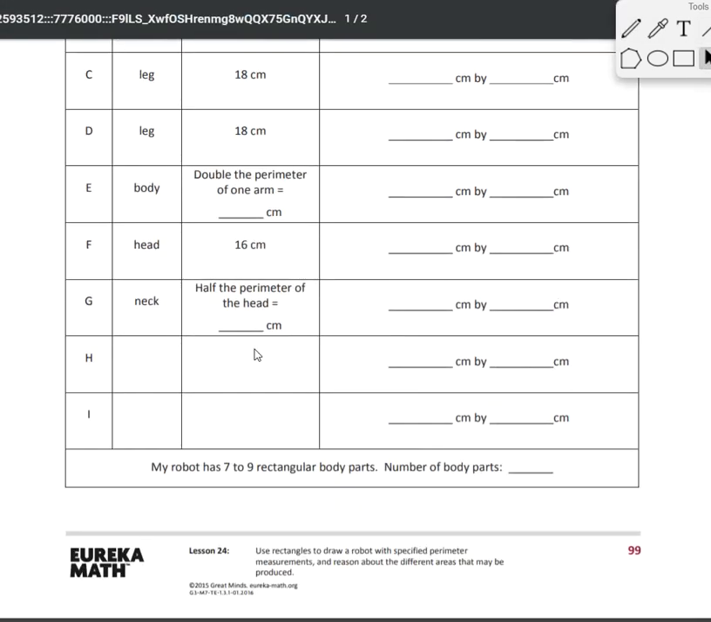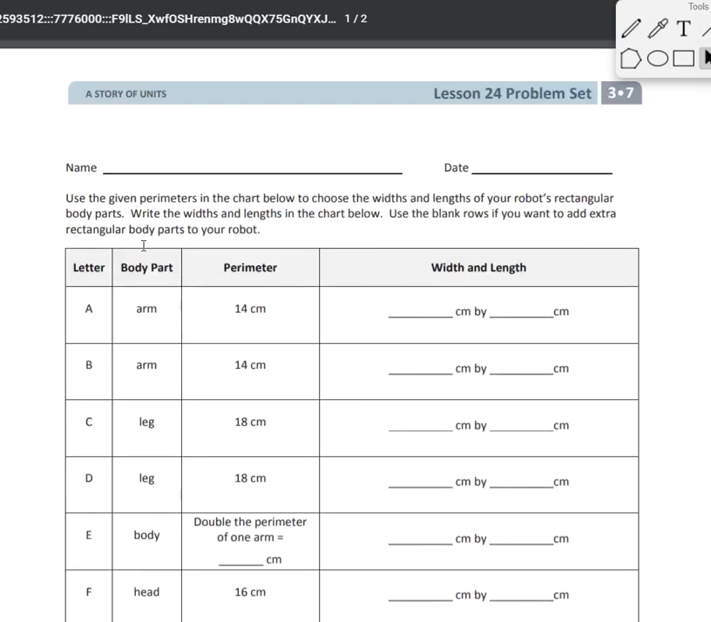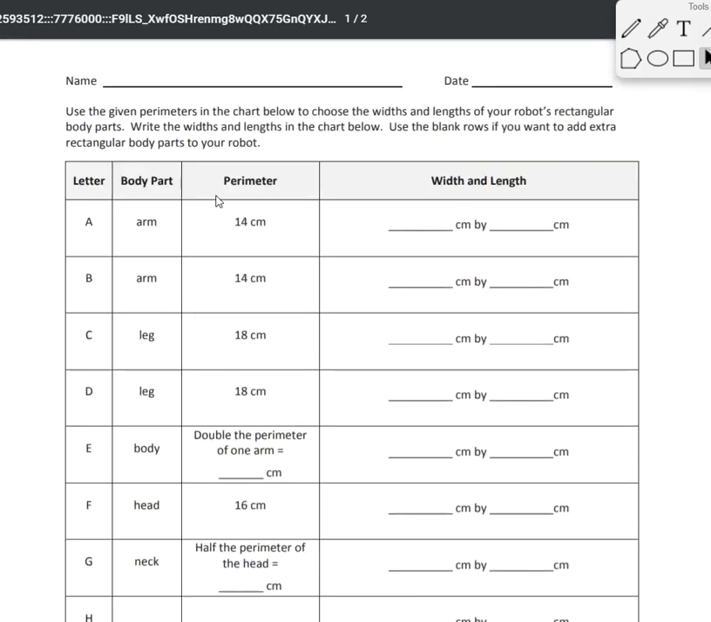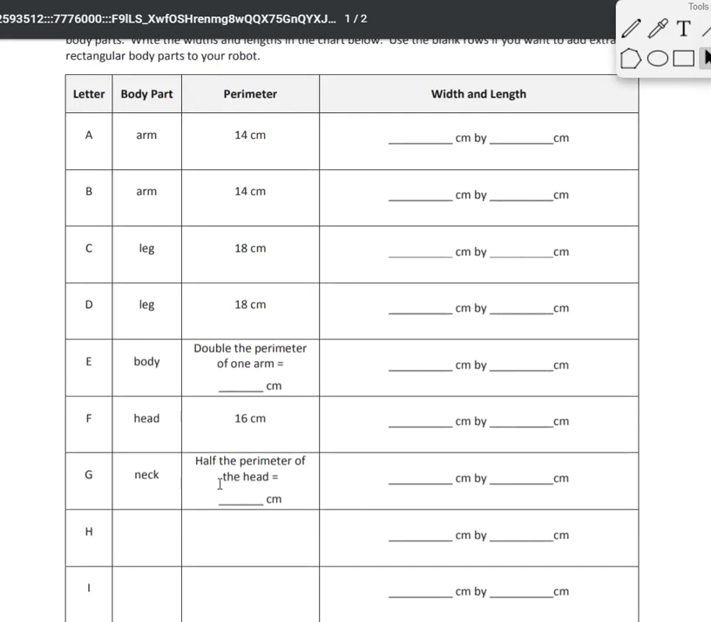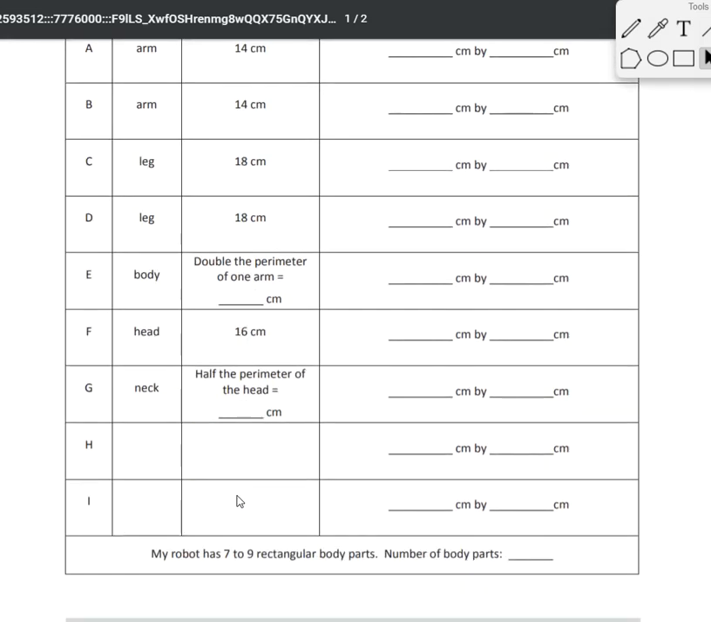So here we have the option to add some bonus parts. You could add wings, a tail, an extra arm. Maybe your robot has 2 heads, and you're going to label whatever that body part is. You're going to decide what the perimeter is, and then you're going to solve for that over here. Now, if you don't want your robot to have anything extra, you don't have to do that.